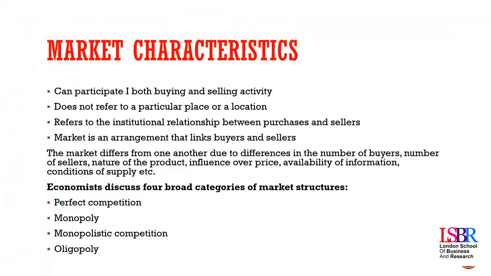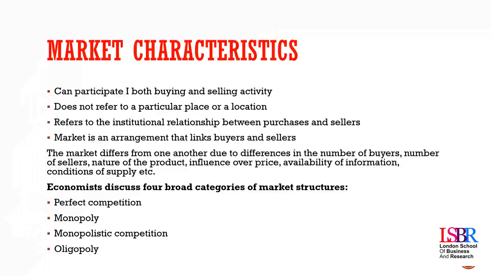The market is an arrangement that links buyers and sellers. So again, just as eBay and Amazon do, markets in economic terms do the exact same thing. It's a place that buyers and sellers come together to negotiate or to barter or to sell or buy goods and services. Now the markets differ from one another due to differences in number of buyers, the number of sellers, nature of the products, influences over price, availability of information, etc., etc.